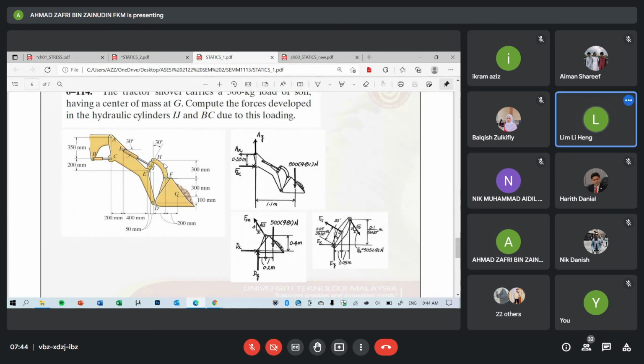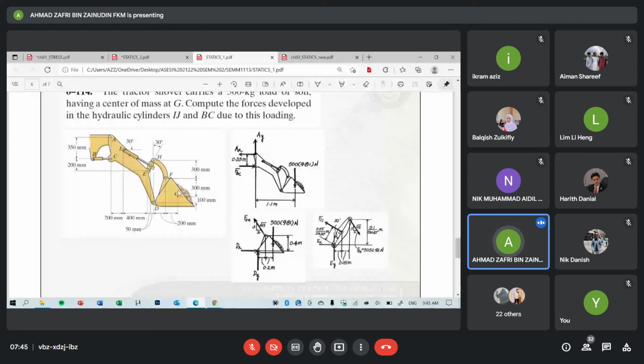Yes, that's why we sketch it like this. FH is a two force member, and the reaction is in the direction of FH. It is a two force member, yes, but the question now is, is it under axial load? How do you know whether it is under axial load or not?